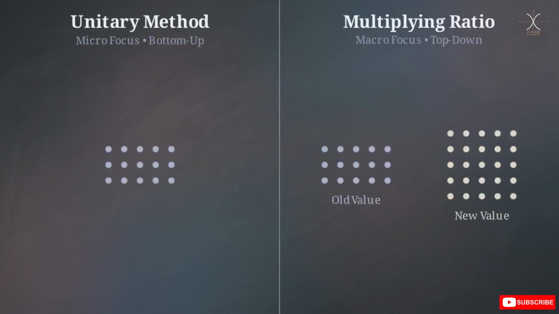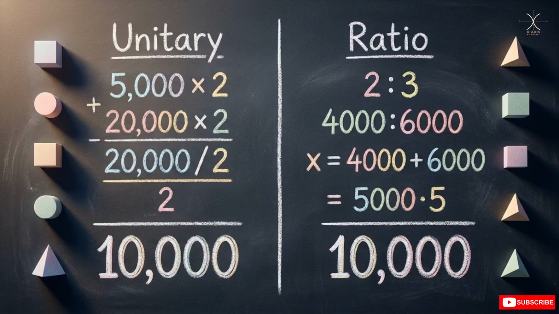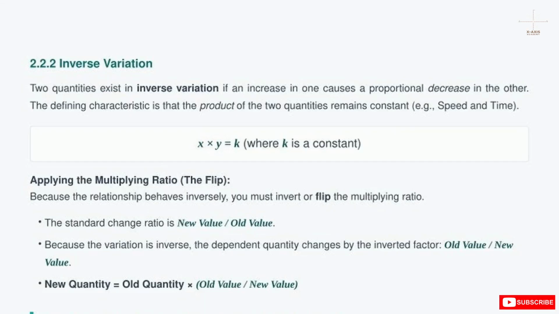You either zoom all the way into a single unit, or you zoom out to measure the total ratio of change. A direct variation problem can be perfectly decoded using either logical pathway. But the physical world throws a curveball when variables pull in opposite directions. This section defines inverse variation. Here, an increase in one factor causes a proportional decrease in the other.